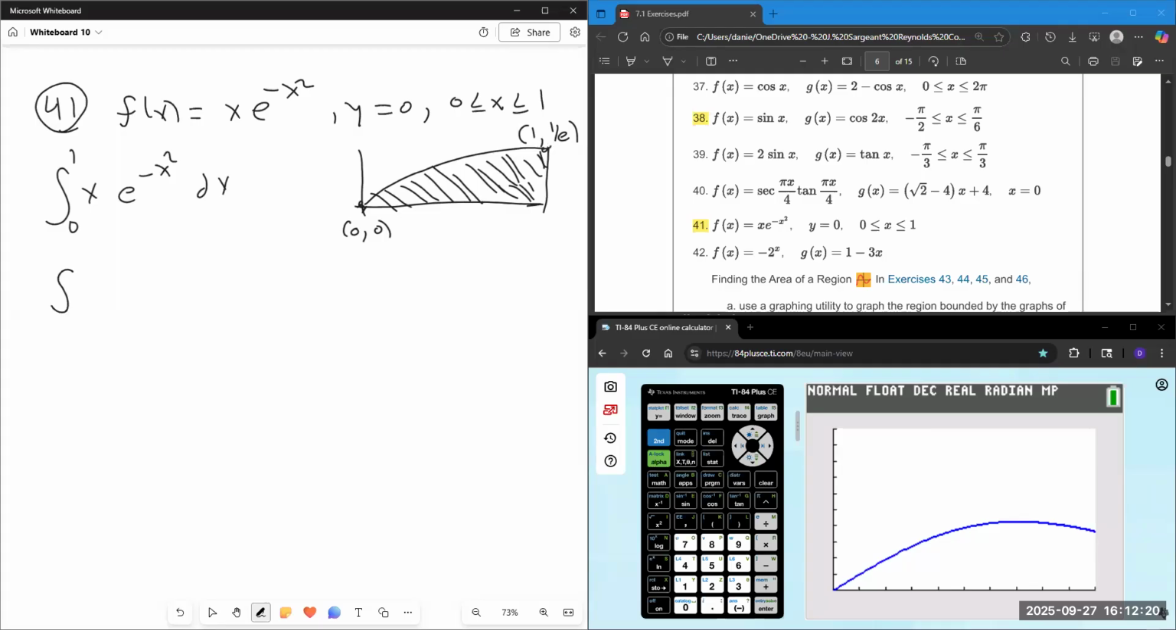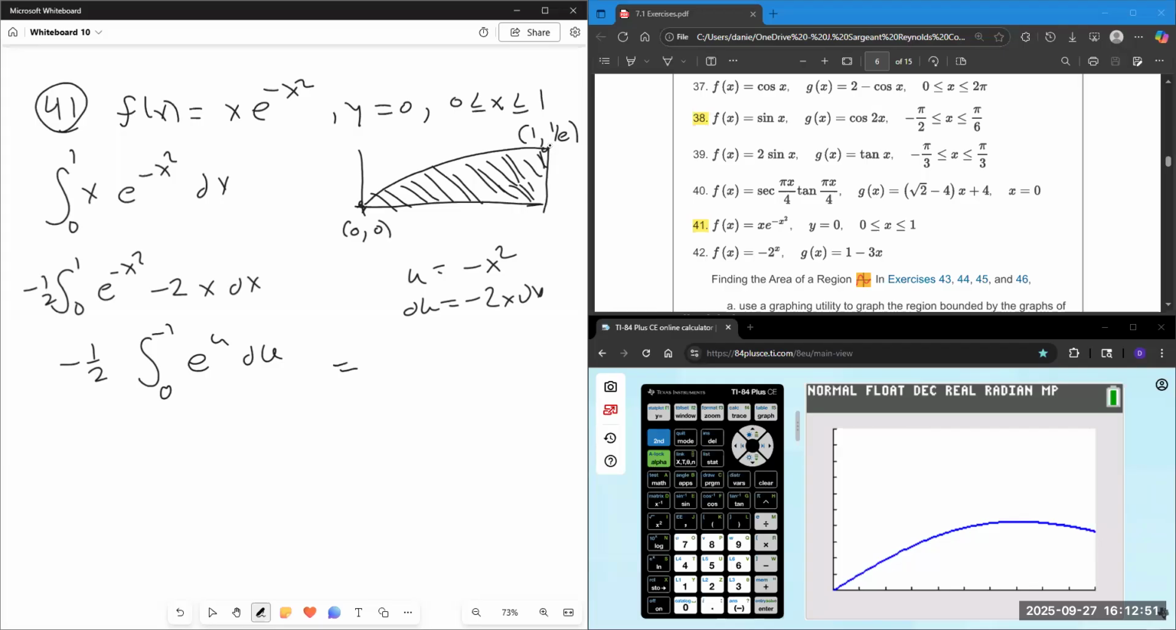I'll rewrite this a little bit: e to the negative x squared, x dx. u is equal to negative x squared. du is negative 2x dx. I'm going to multiply by negative 2 on the inside and negative 1/2 on the outside. This is negative 1/2 integral of e to the u du. Let's change my limits of integration. Negative 0 squared is still 0. Negative 1 squared is negative 1.